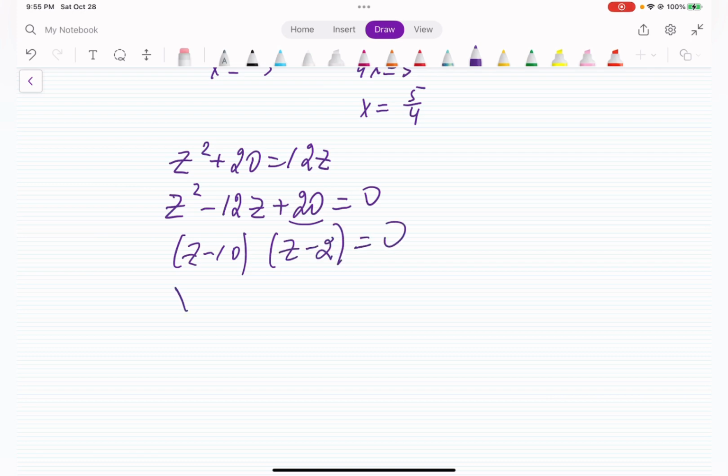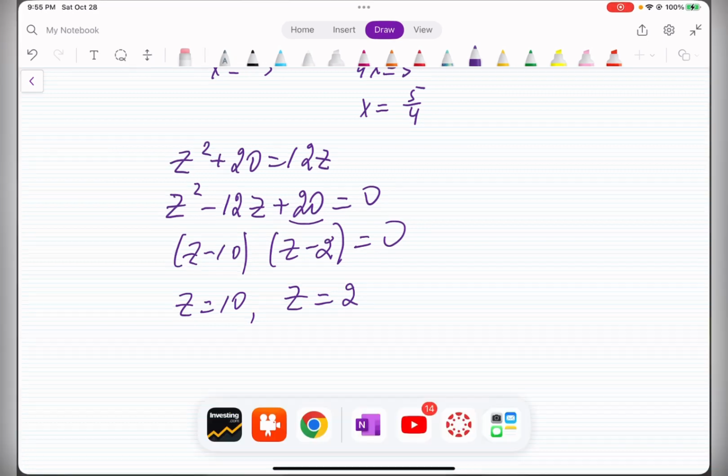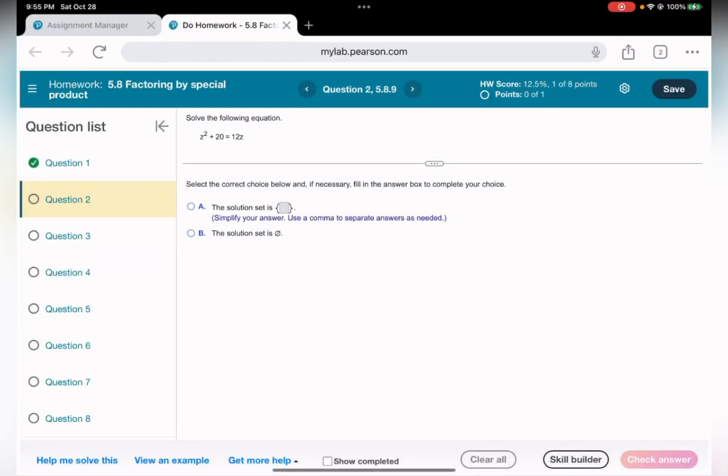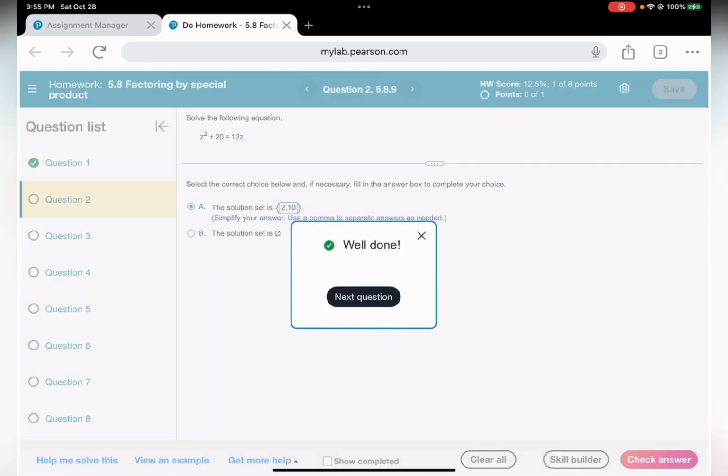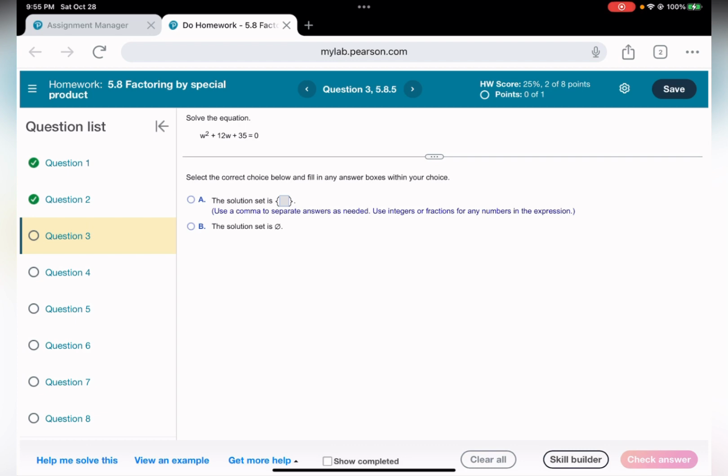So (z minus 10)(z minus 2), and from here, either z minus 10 equals 0, z equals 10, or z minus 2 equals 0, z equals 2. So 2, comma, 10. Next.